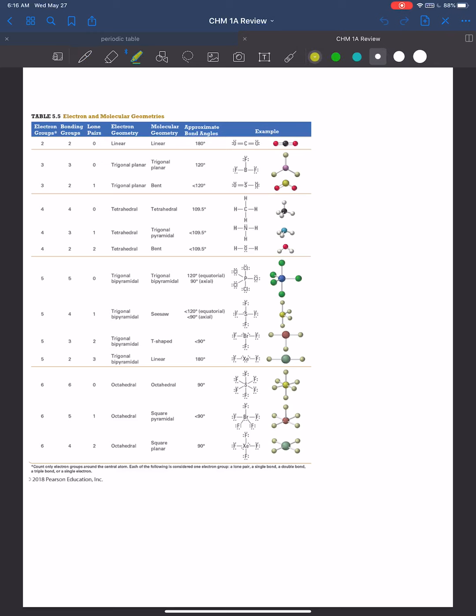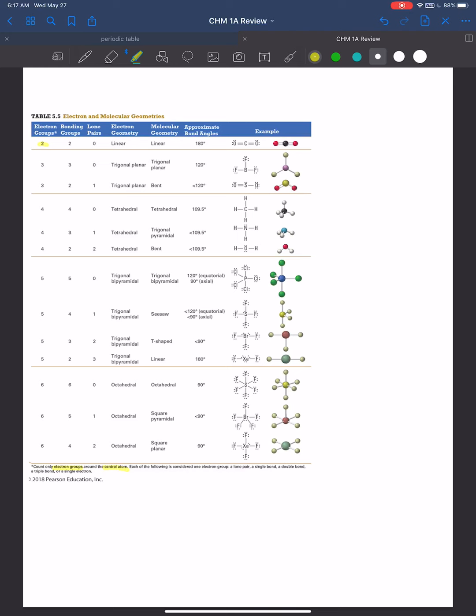All right, the simplest type of geometry is with two electron groups. Now, electron groups, if you look at the bottom of this figure here, are focused around the central atom. So you always look at the central atom and count the number of things attached to it. And by things, I mean a lone pair, a single bond, a double bond, a triple bond, or even a single electron. And as electron groups implies, they have an overall negative charge.